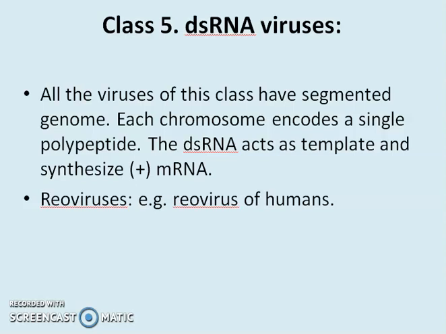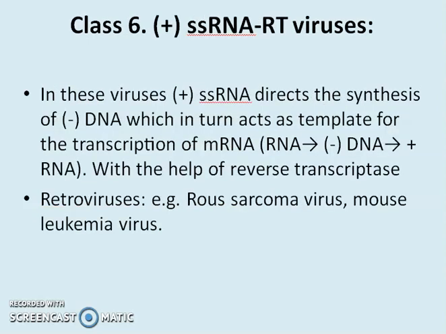Now we will move to the sixth category, which is a special group that has a single-stranded RNA genome. They are plus-stranded single-stranded RNA viruses, but they have the feature that they carry the enzyme reverse transcriptase. With this reverse transcriptase, they can synthesize DNA from RNA. They can synthesize DNA by using an RNA template.